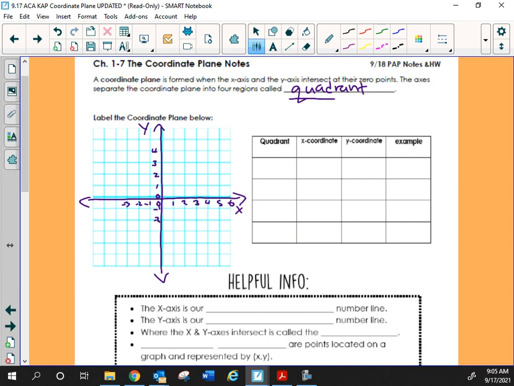Okay, so the first quadrant is the one that you start out with learning. It's going to be this first one right here. When I label it though, we use Roman numerals. Those are those old numbers. We use a Roman numeral 1 to label this first quadrant. That's where we start, and then we go in a counterclockwise motion. So this is going to be my second quadrant, my third quadrant, and my fourth quadrant.